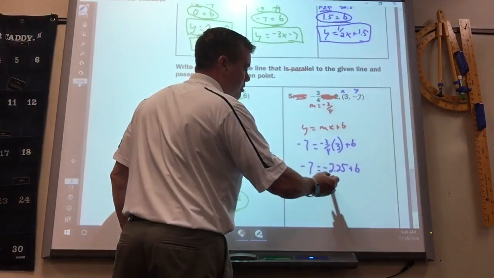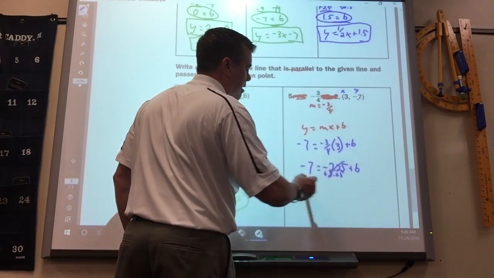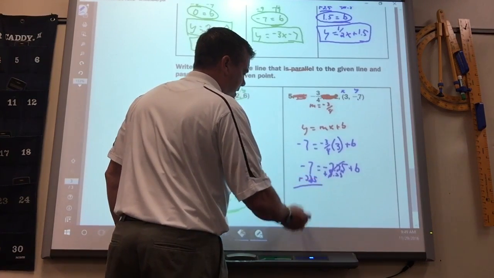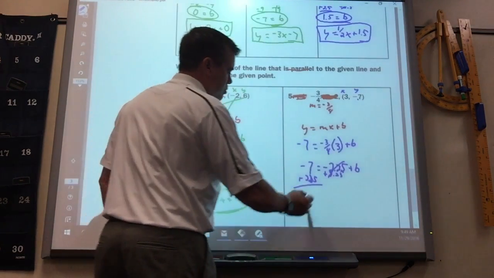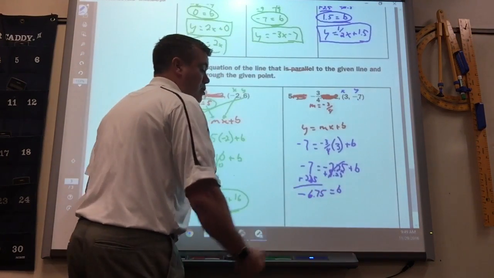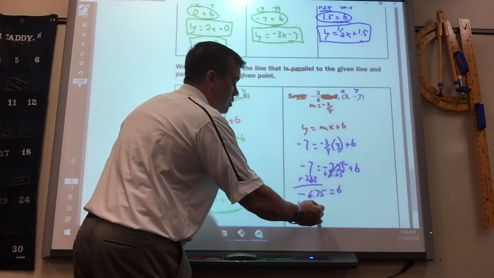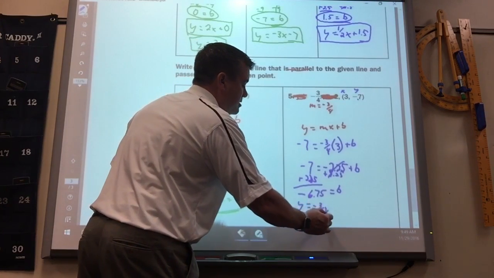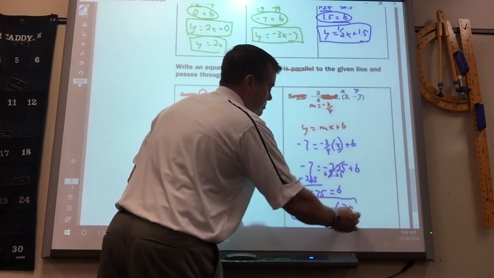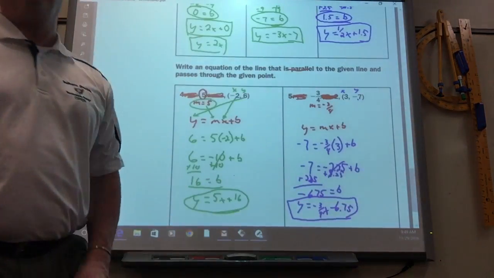So, to solve it, we just add 2.25. And that would be negative 6.75, or 6 3/4. So the equation would be y equals negative 3/4 x minus 6.75. Okay?